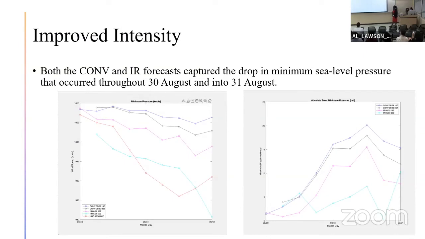And then again, taking a look at the intensity. So here we can see just the minimum pressure by each forecast, and then this shows the absolute error. And essentially both of the forecasts did a pretty good job of capturing when that steep drop in the minimum sea level pressure was going to be. The timing, of course, was really essential. And also, they kind of quantified how low that pressure was going to get, much more than the work model did on its own.